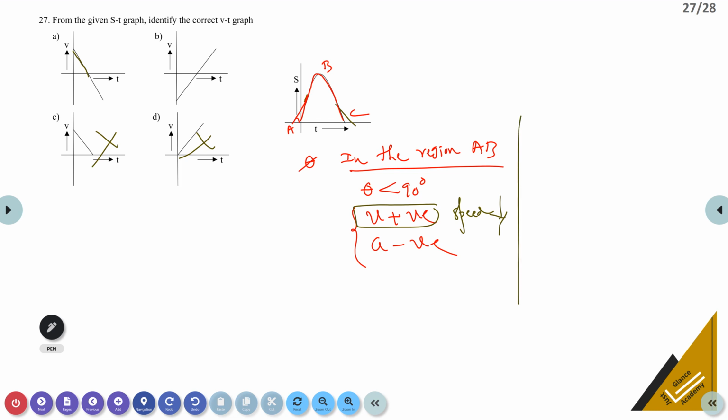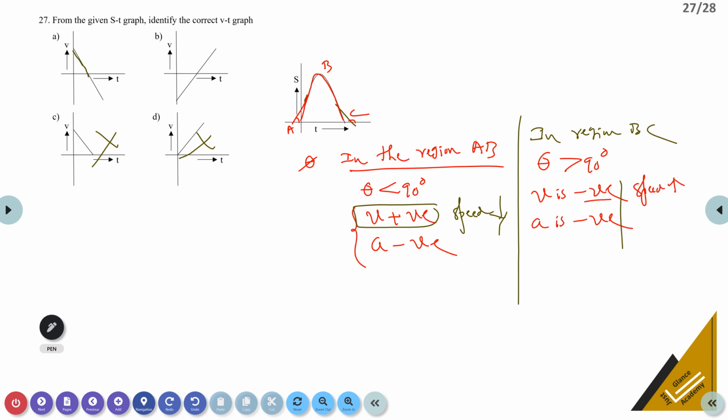In the region BC, you see here, this angle theta is greater than 90 degree. Velocity is negative. Acceleration is negative. Both are the same sign, which means the speed increases, but with a negative sign. In this part, you see, it goes negative, minus 3, 4, 5, 6, 7, 8 like that. This is the right graph.